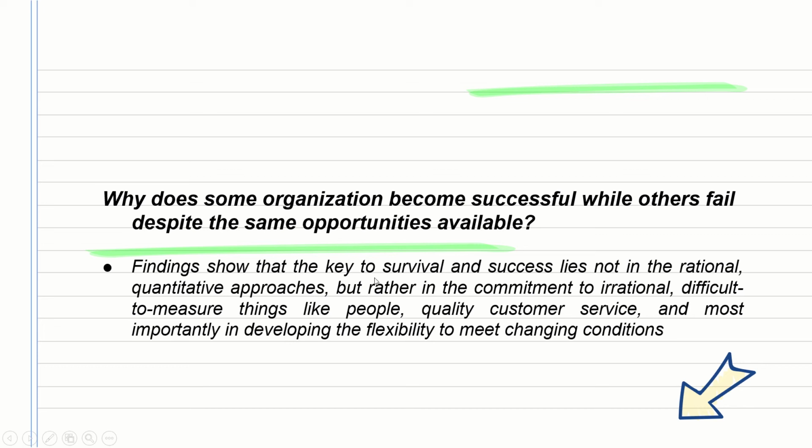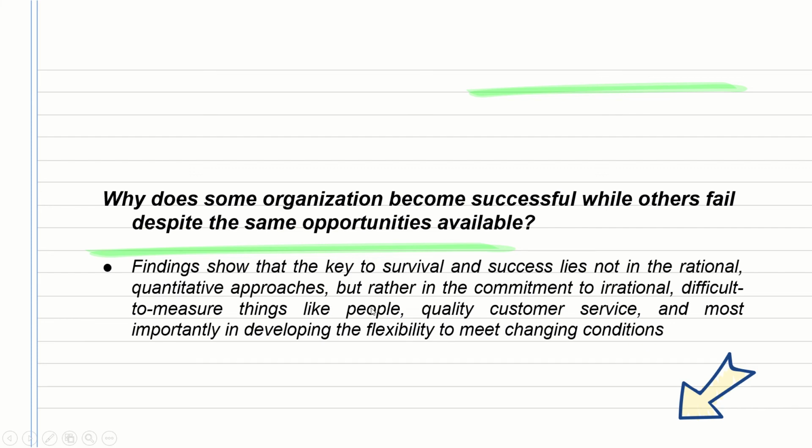But not only that, they can also survive and succeed if they are going to consider and be committed to irrational, difficult to measure things like people. When we say irrational, difficult to measure things, these are more likely pointing out people because when you say people or employees inside the organization, it's really difficult to handle them.